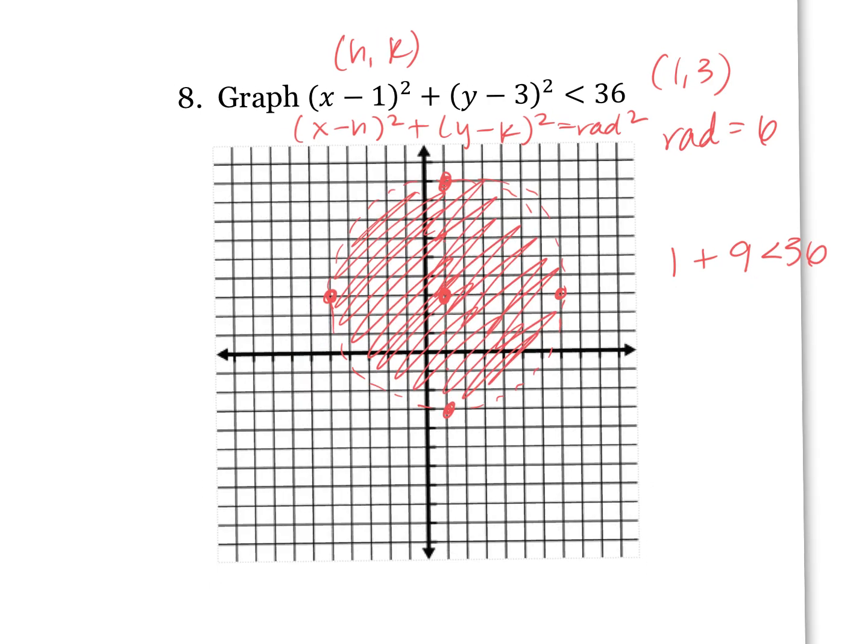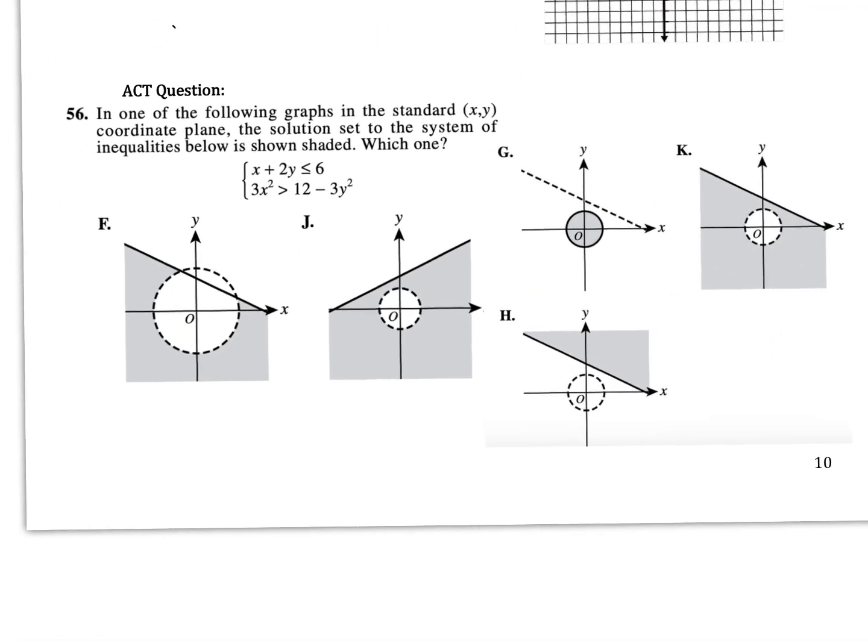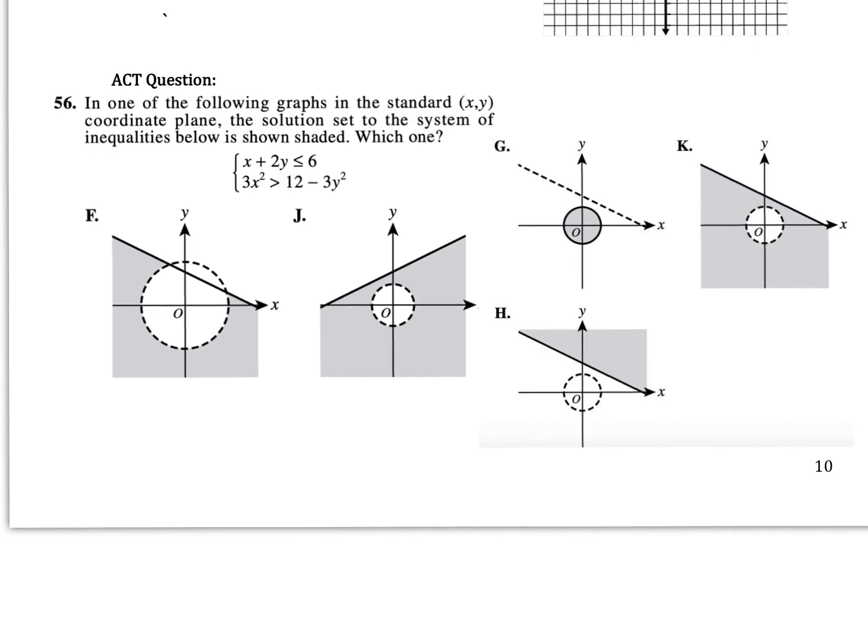I say all of this to prep for this. This was an ACT question. There are 60 questions. This was number 56. That means that this one's hard. I want to show you that they're very attainable, meaning it just says which of these graphs represent this system of equations. You guys, do you agree you're better at y equals mx plus b than a circle equation?